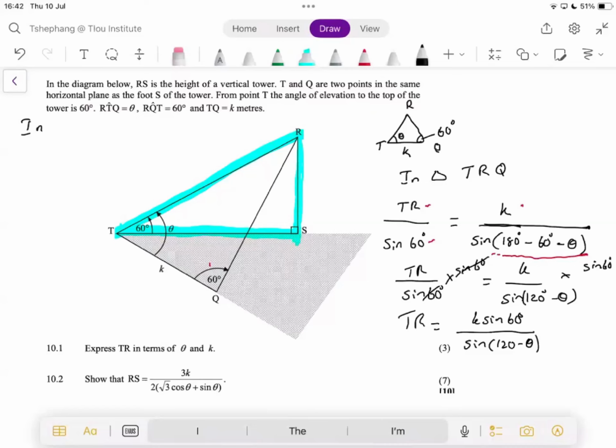Now, in triangle TRS, we know that RS over TR is equal to sine of RTS. Now, RS is equal to TR sine of RTS. But remember that angle RTS is 60 degrees. If you simply wanted to say sine 60, that's perfectly fine. Hope everyone is with me there.